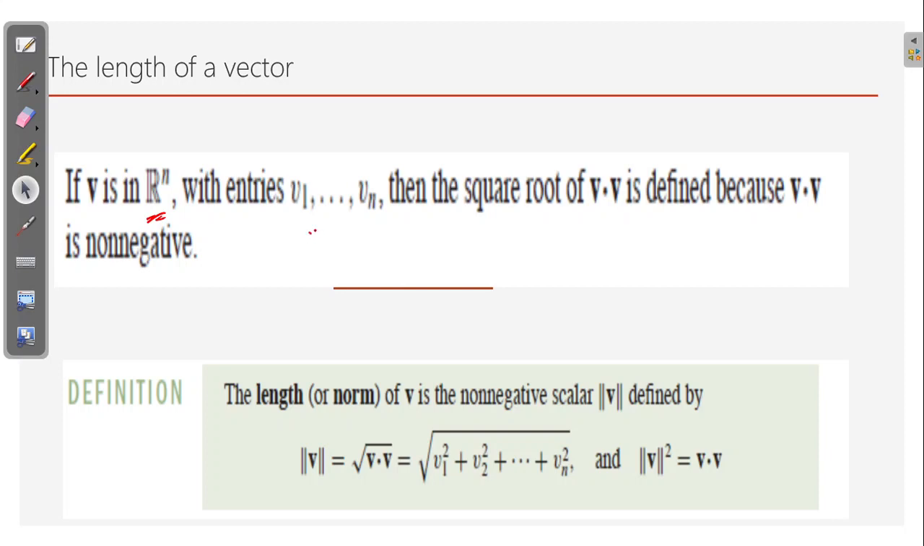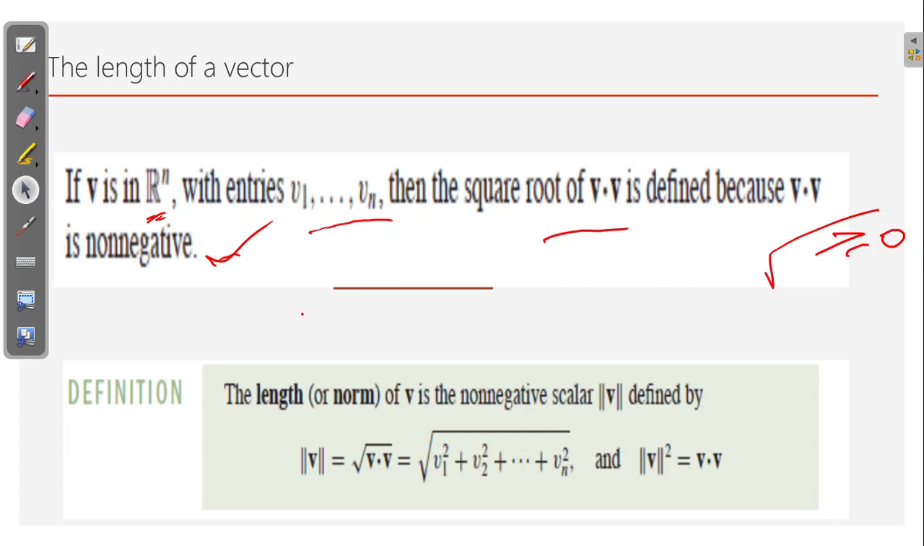With v equal to (v1, v2, ..., vn), the square root of v dot v is defined. V dot v means the inner product of v and v, which is equal to v transpose v, and its square root can be defined. Why? Because the inner product of v and v, that is v dot v, will be a real number which is greater than or equal to 0. So the square root is defined for it, because v dot v is non-negative.